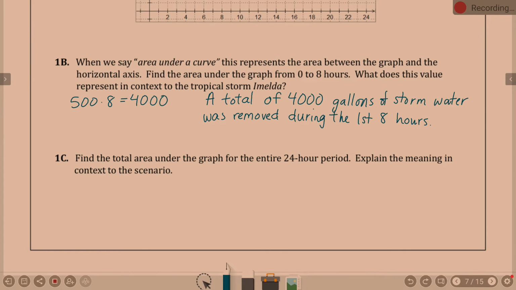Okay, C when you're ready. Find the total area under the graph for the entire 24-hour period. Explain the meaning in the context of the scenario. So the total area under the entire graph for the entire 24-hour period. Well, what do we already know? For the first 8 hours, we already know we multiplied 500 times 8 and got 4,000, yes? What else do we need to do?